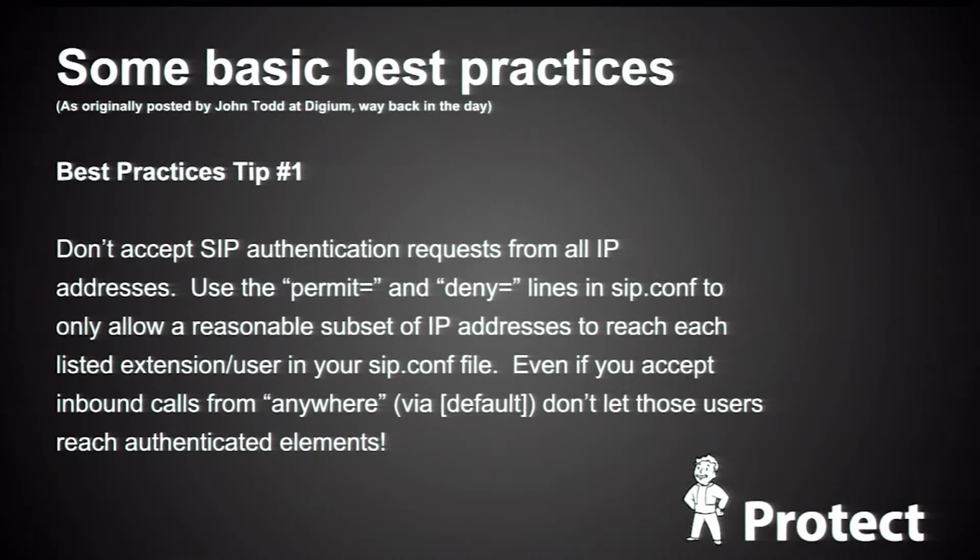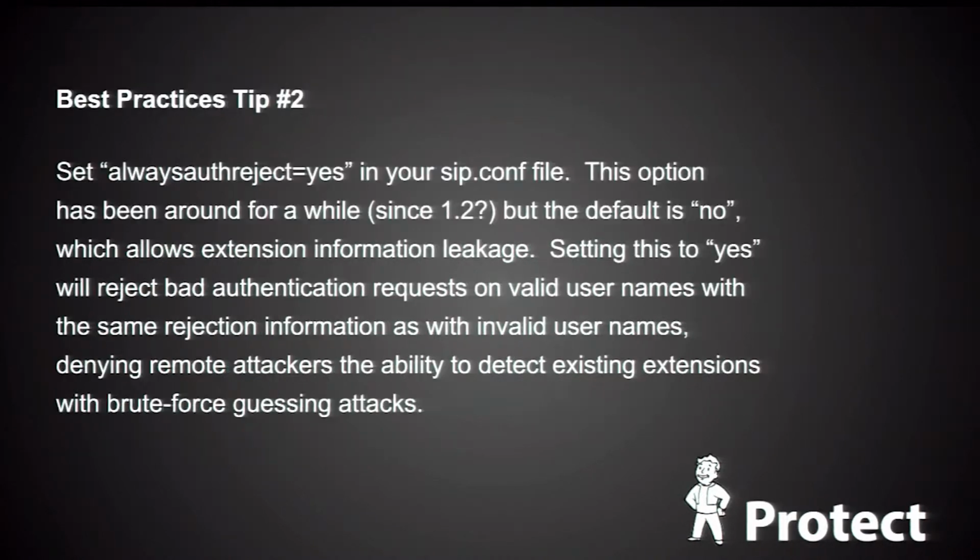The second thing to do with a default install, if you did vanilla, is always make sure you set auth reject on. If you don't, people will be able to prod out your extensions fairly easy. And that's not a good thing, because little tools like SIPVicious, which every script kiddie uses, will be able to start enumeration attacks on you.